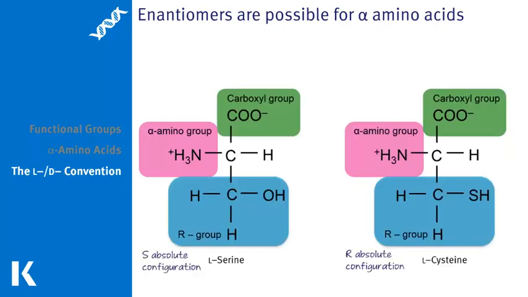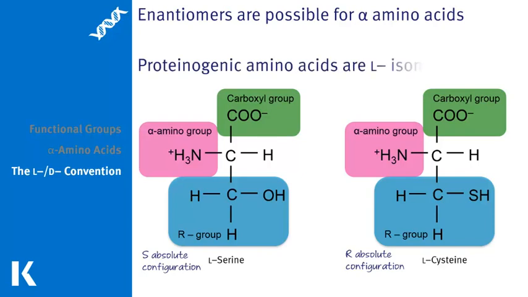It's still possible to describe amino acids using the old-fashioned RS terminology familiar from organic chemistry. So why come up with this brand new naming convention specifically for amino acids and other biomolecules? Well, there's actually a really good reason for that. You notice that some proteinogenic amino acids, like serine, are in the S configuration, while others, like cysteine, are in the R configuration. However, using the LD convention, all proteinogenic amino acids are L isomers, and that greatly simplifies the process of identifying proteinogenic amino acids.